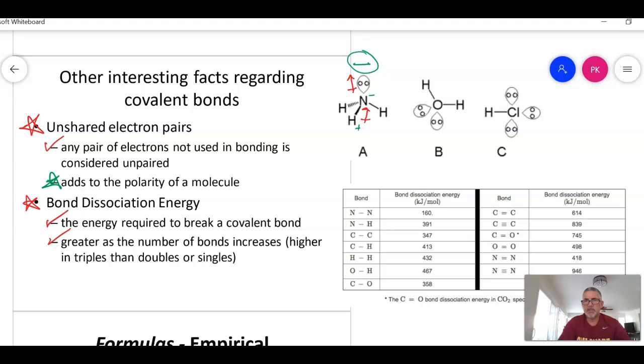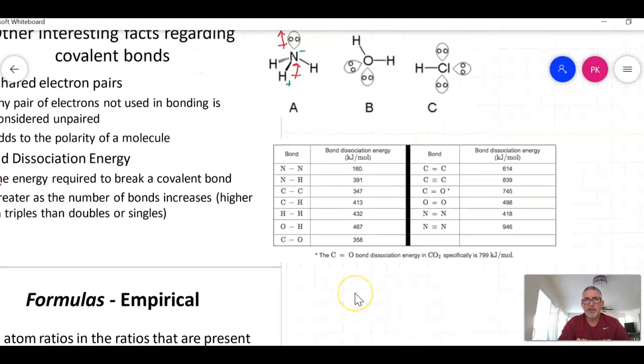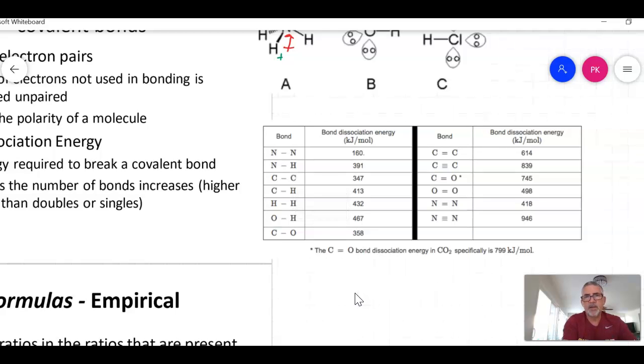So if we look at nitrogen as our example on this one, we have nitrogen bonded with itself, dinitrogen, we could call it. It takes 160 kilojoules per mole to separate that single bond between nitrogens. If I make a nitrogen with a double bond with itself, it takes 418 kilojoules. And if I make a triple bond, it takes 946.